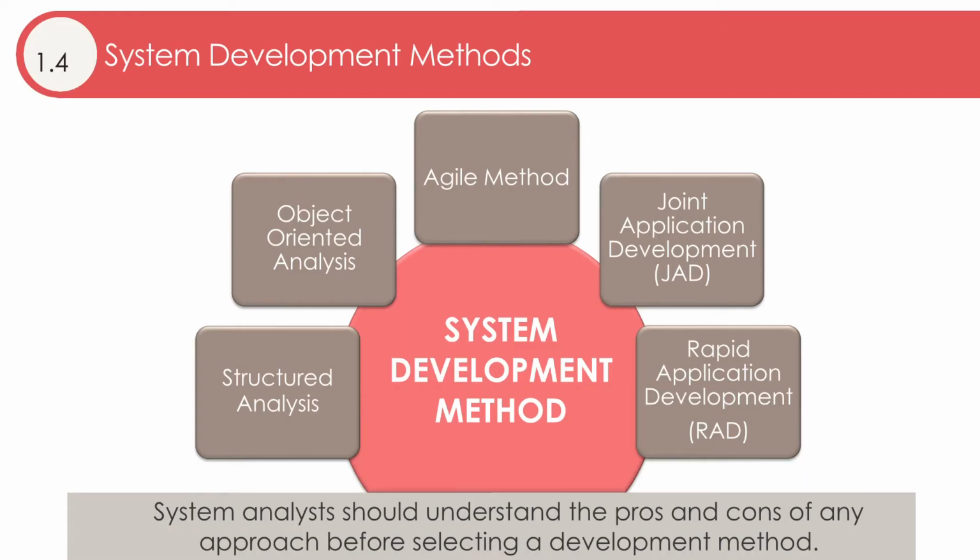There are many options for developing the information system. For example, we have structured analysis, object-oriented analysis, agile method, joint application development, or JAD, and the last one is rapid application development, or RAD. But the most popular alternative is structured analysis, which is a traditional method that is still widely used, other than object-oriented and so on.